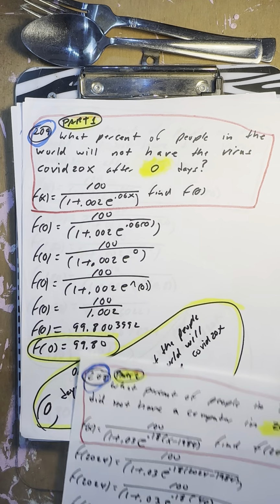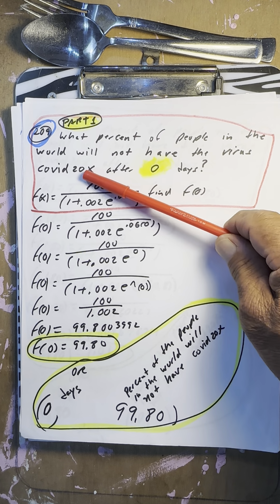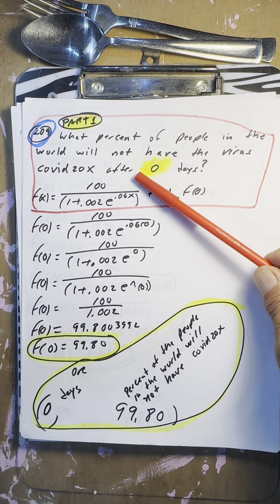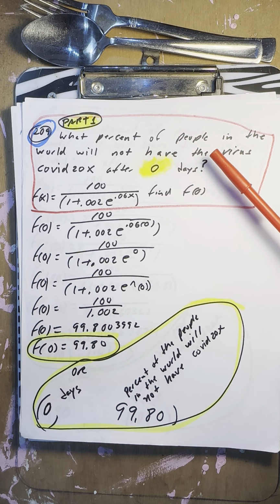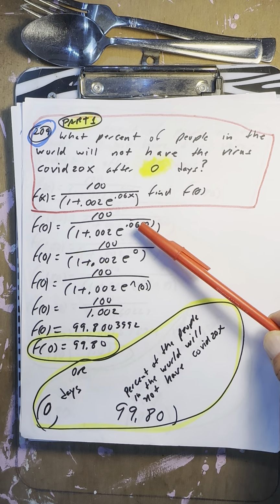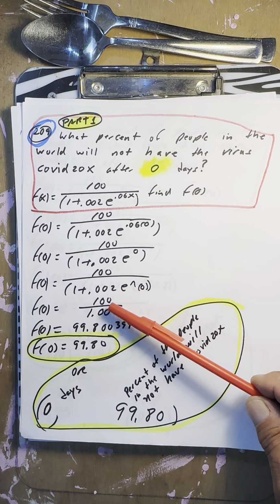Okay, 2024 anyway. What percent of people in the world will not have the virus COVID-20X? What's that? Different COVID. After 0 days, 0 days go by, what percent of people in the world will not have the virus COVID-20X after 0 days? So put a 0 in there. 0 times 0, e to 0 is 1. 1 times that, all this together, 100 divided by this.